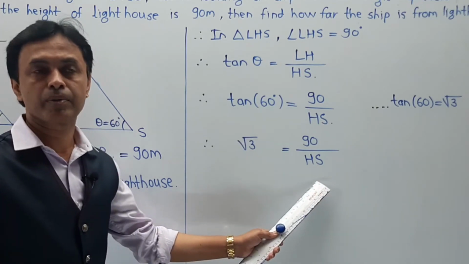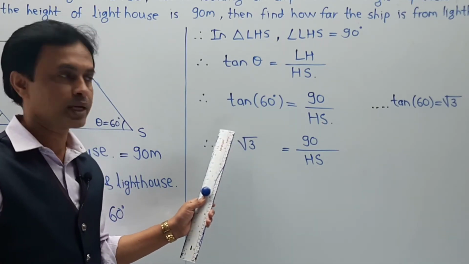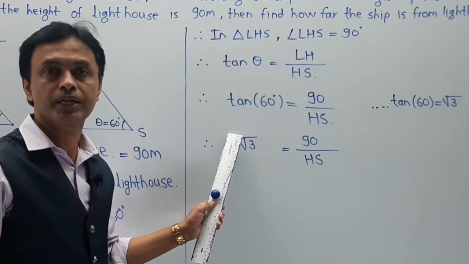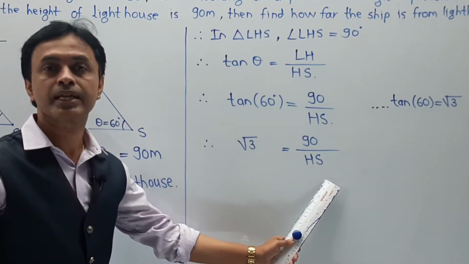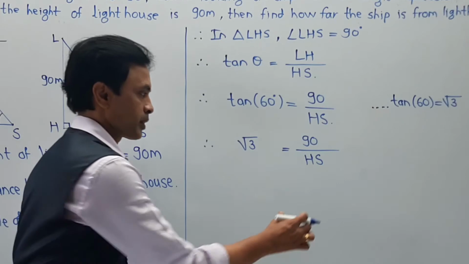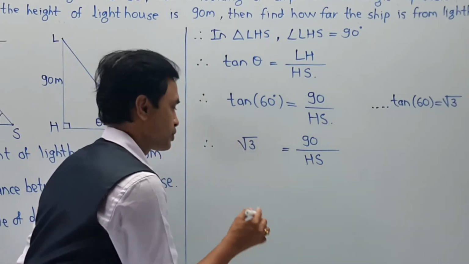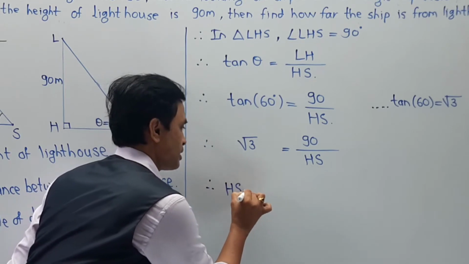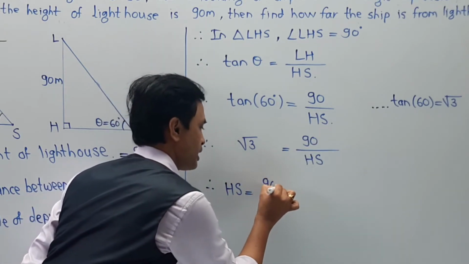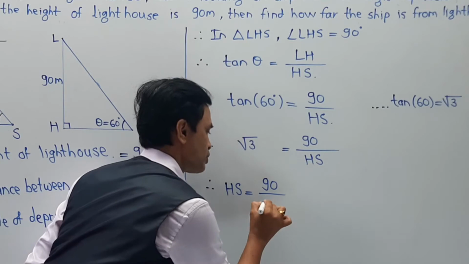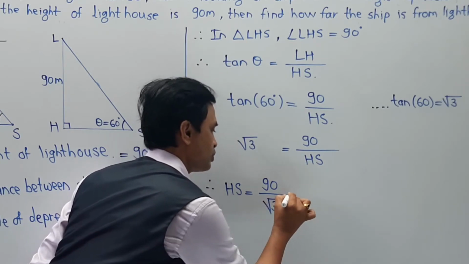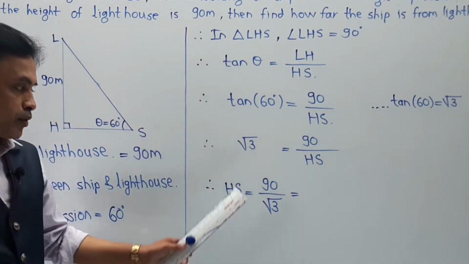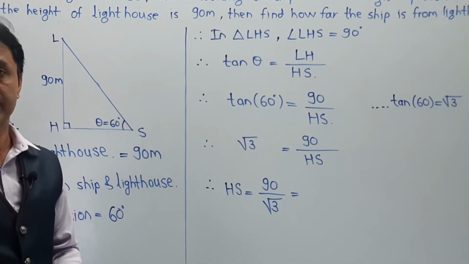As it is divided by over here, it comes into the numerator. And as this root 3 is at the numerator, it shifts to the right hand side and becomes the denominator. Means you have to interchange this position, and HS is equal to 90 divided by root 3. From here the calculation and tricks will get started.